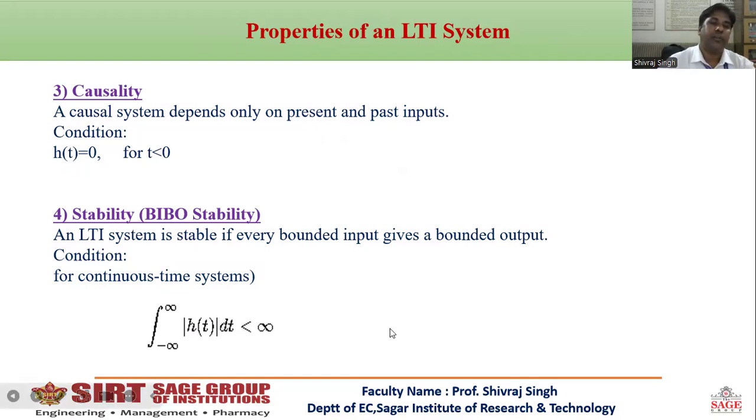Fourth one, stability. The stability of a system is represented with the help of BIBO stability, that means bounded input, bounded output. An LTI system is stable if every bounded input gives a bounded output. This is the condition for the LTI system. For stability in terms of continuous time signal, it is represented by the integral from minus infinity to plus infinity of mod of h of t dt less than infinity.